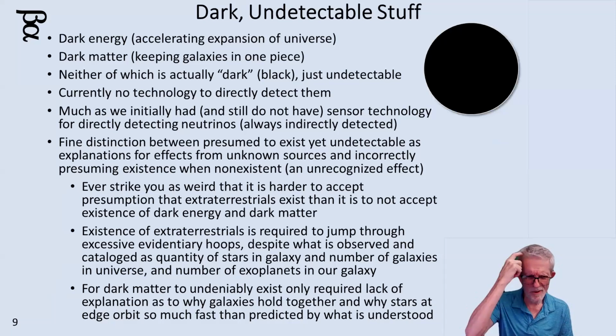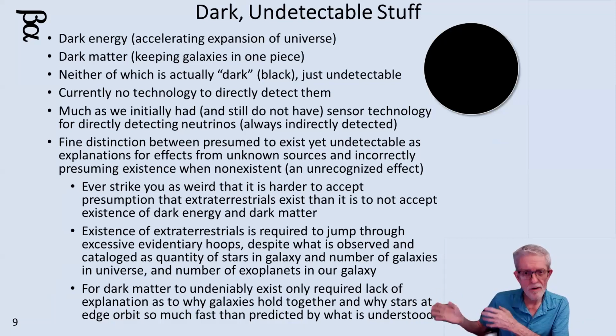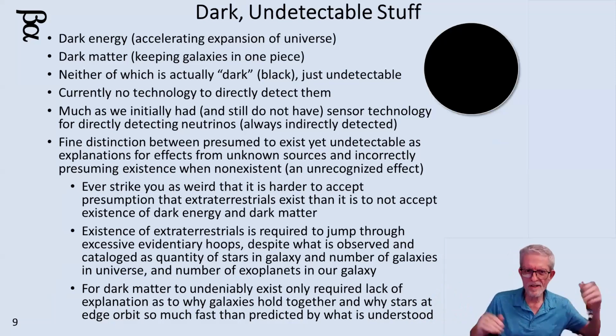So ask the question. As the saying goes, there's a fine distinction between presuming to exist yet undetectable as explanations for effect, and incorrectly presuming the existence of something that doesn't exist, an unrecognized effect. If you want something analogous to that, does it ever strike you as a little weird that it's harder to accept the presumption of extraterrestrials than it is to readily accept the existence of dark matter and dark energy, which can't be directly measured? Well, we can't directly measure extraterrestrials because we haven't, and we haven't measured dark energy and dark matter directly because we haven't, but we're more willing to accept the existence of dark energy and dark matter than extraterrestrials somewhere out there in the universe.